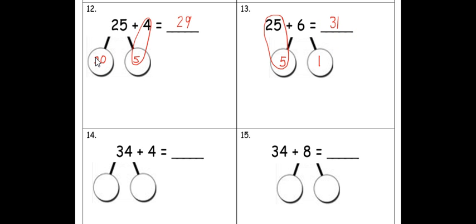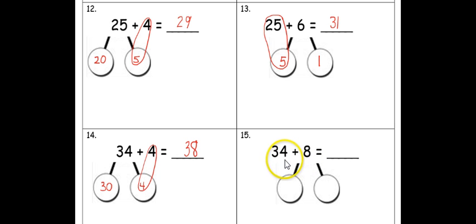Down here I have 34, and I'm adding 4 to it. Well, if I'm at 34, I would need 6 more to make a 10. I'm only adding 4. So I'll break apart the 34 as 30 and 4. I'll add 4 plus 4 to get 8 for my ones, and then I have 3 tens, or 30, for a total of 38.